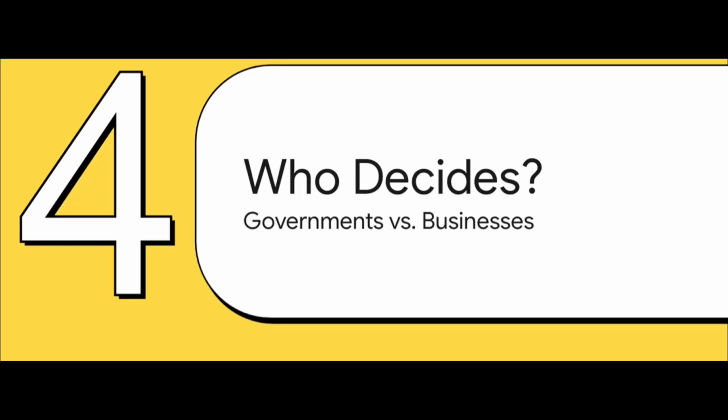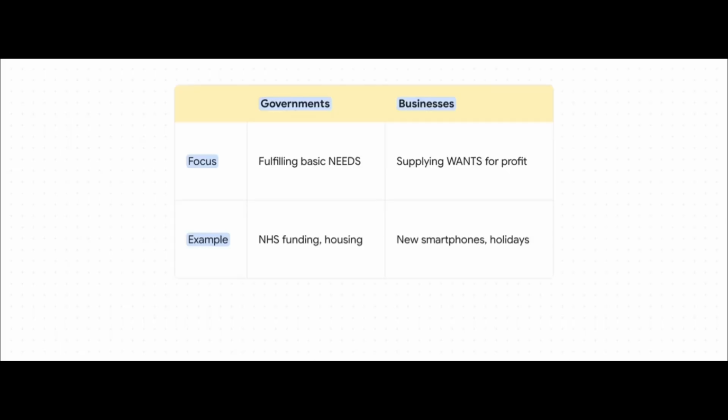So if that line is always moving, it raises a big question. Who decides what a society should focus on? And this is where you start to see this really interesting divide in how governments and businesses tend to think. When you look at the big picture, governments generally focus on making sure our collective needs are taken care of. Think about funding for things like the NHS or support for housing. Businesses, though, they often zero in on supplying our wants. Why? Well, because that's where the real money is, right? Selling us that shiny new smartphone or that once-in-a-lifetime holiday.